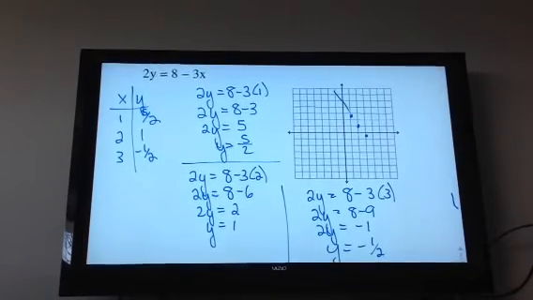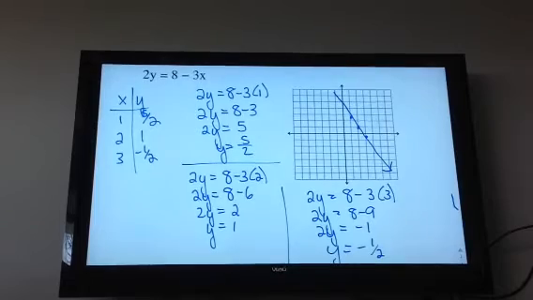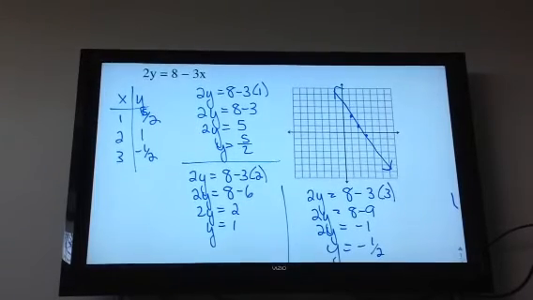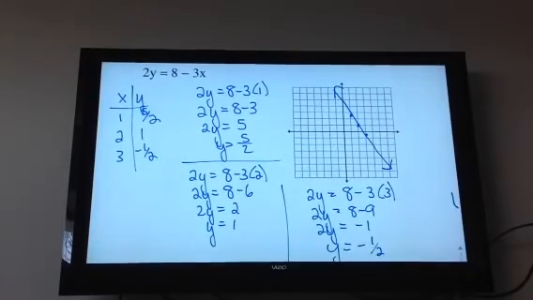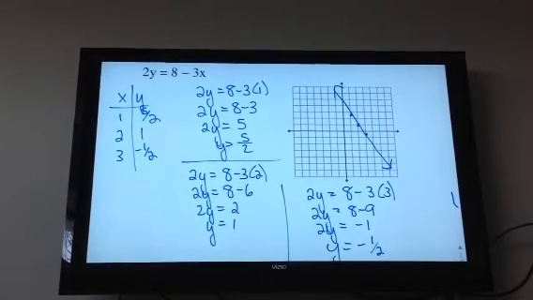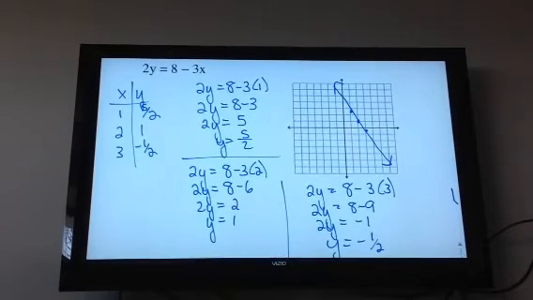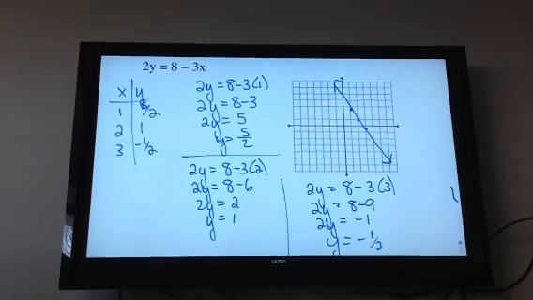We got our line. We connect. And if they're not in a line, know that something's wrong. I'm going to go through one more, just to point something different out.